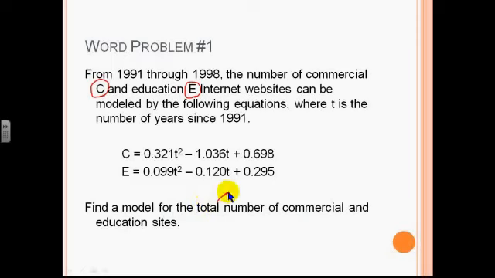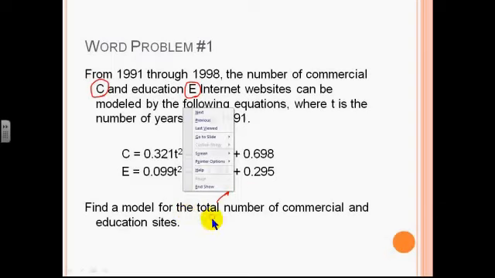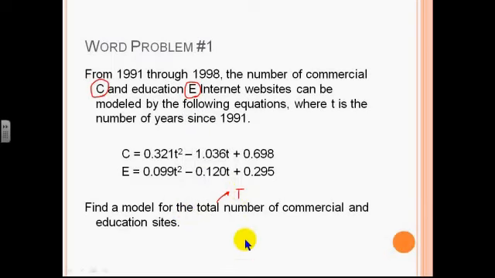Okay, so for the total number, let's just come up with the variable and make that t. So if we wanted to find t, well, what operation am I going to use? The total. Well, if this is the number of commercial, this is the number of educational, the total is equal to C plus E. So this is an addition. So if I came over here, I could just add these and say T is equal to, and let's just go through and add my like terms.